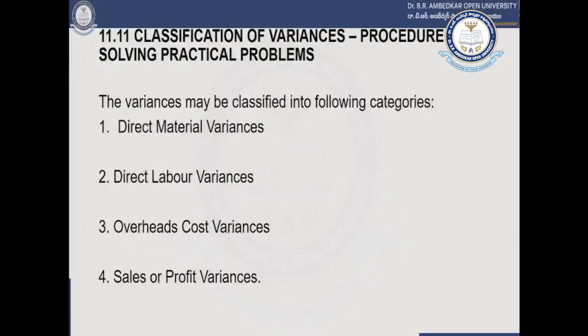So management by exception, what we discussed, will help you to take a suitable course of action to address the deviations that were happening, which are outside your limits. This whole process will help you to understand how to take suitable decisions. Classification of variance, procedure for solving practical problems. As I already told, broadly the production activities are classified into four major variances: material variances, labor variances, overhead cost variances, and sales or profit variances.